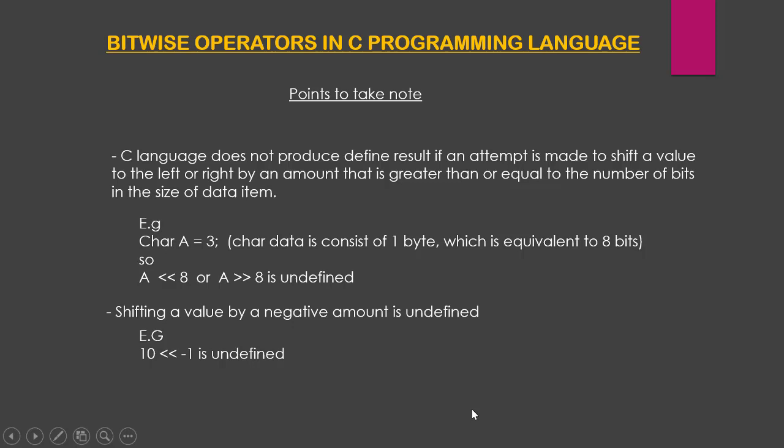Points to take note. It should be noted that the C programming language does not produce a defined result if an attempt is made to shift a value to the left or right by an amount that is greater than or equal to the number of bits in the size of the data item. So on a machine that represents integers in 32 bits, for example, shifting an integer to the left or right by 32 or more bits is not guaranteed to produce a defined result in your program. You should also note that if you shift a value by a negative amount, the result is also undefined.